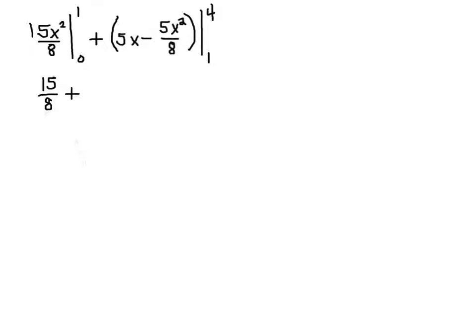And now we're going to evaluate the second antiderivative from 1 to 4, so we'll put a 4 in. And we put a 4 and we get 5 times 4 is 20. Let's put this in parentheses. 5 times 4 is 20, minus 5 times 4 squared over 8. So this becomes 20 minus 10.